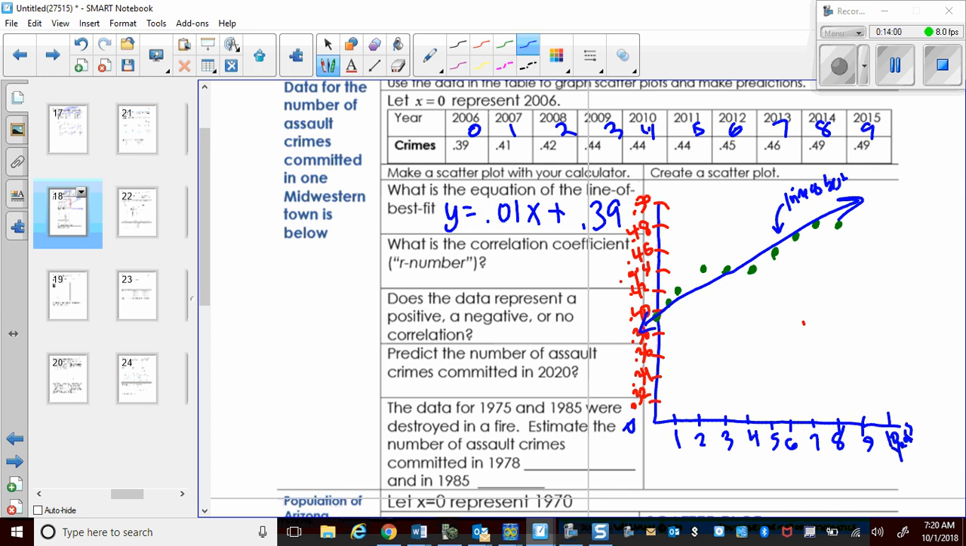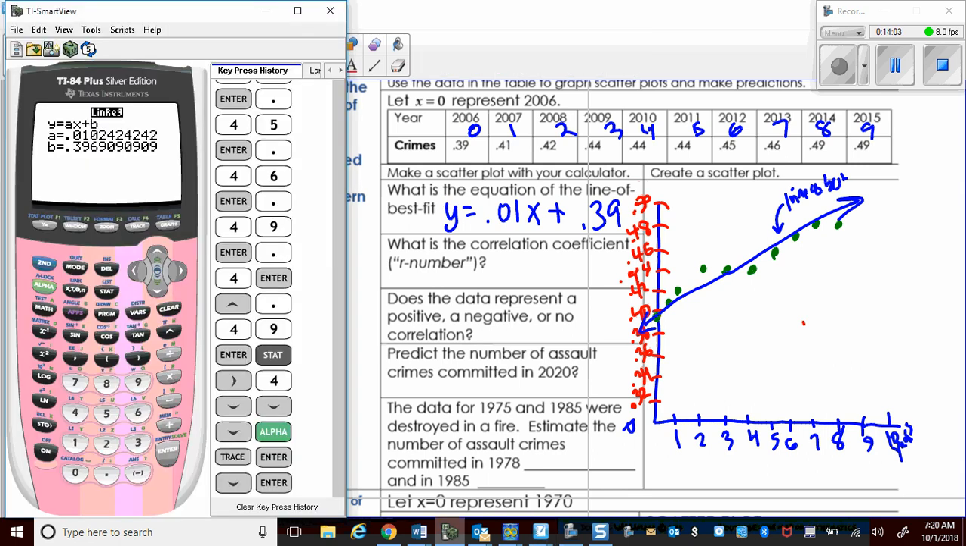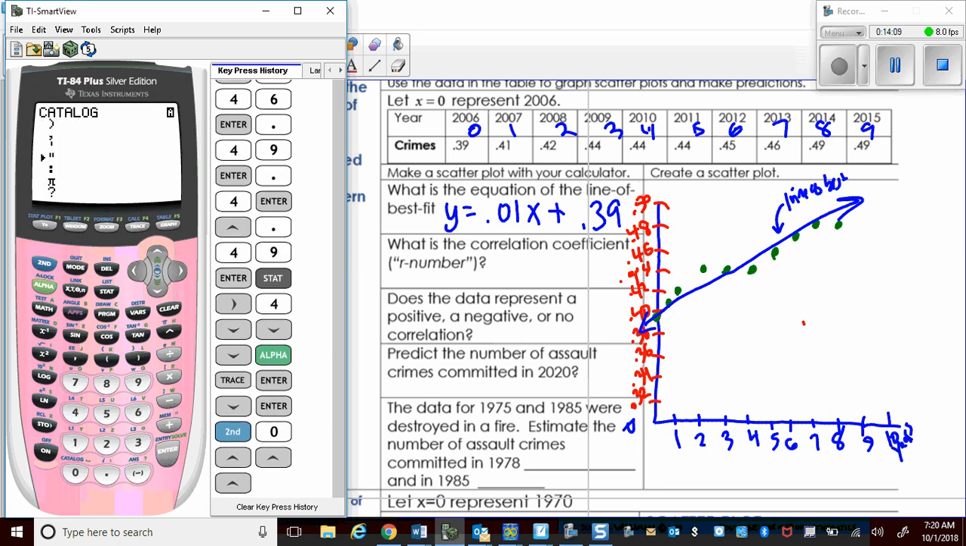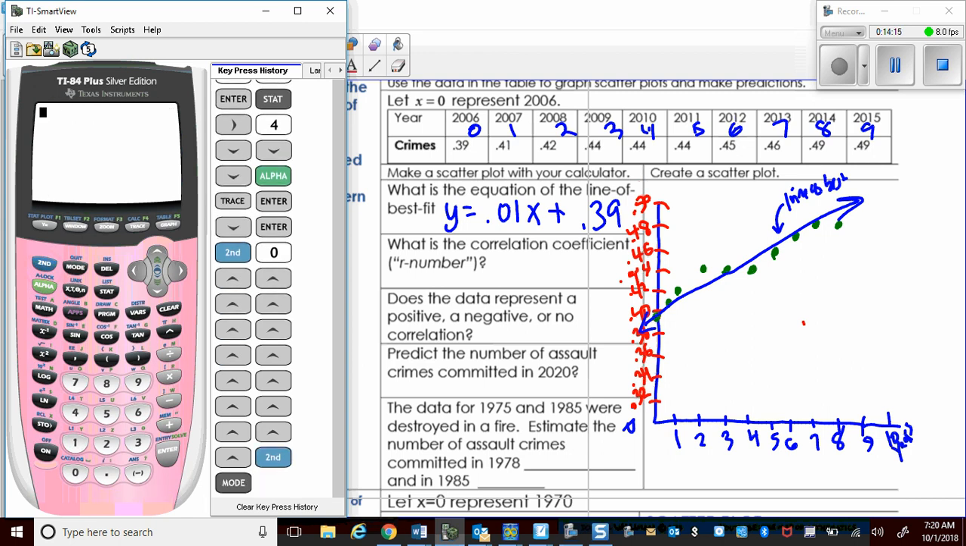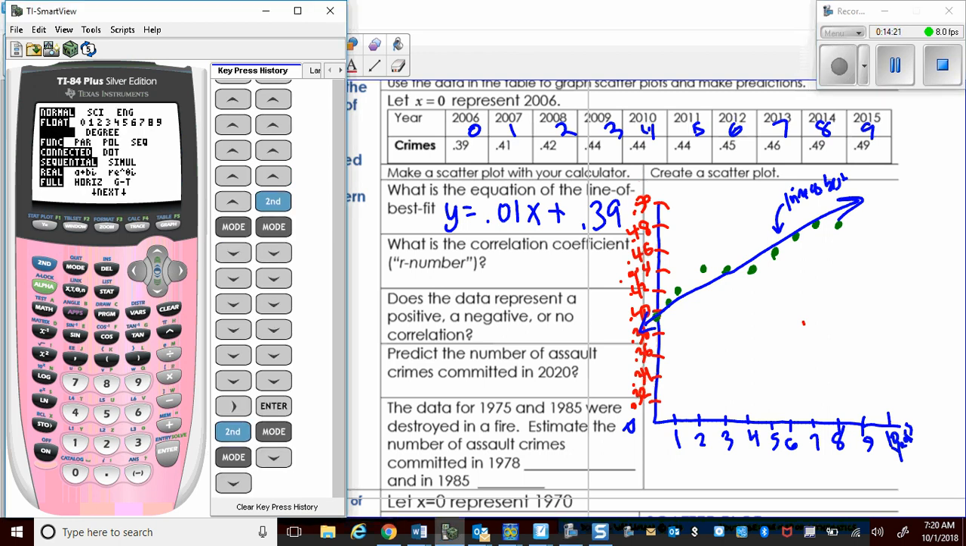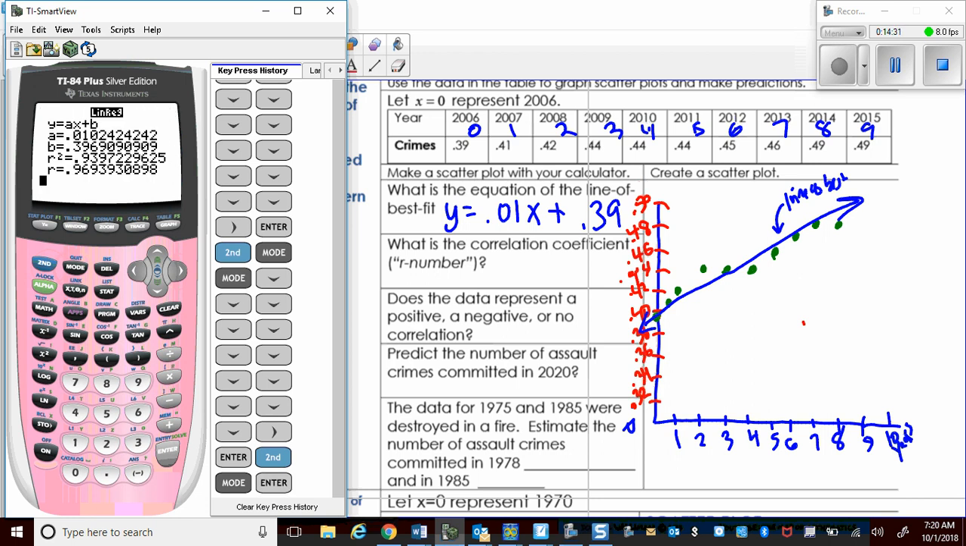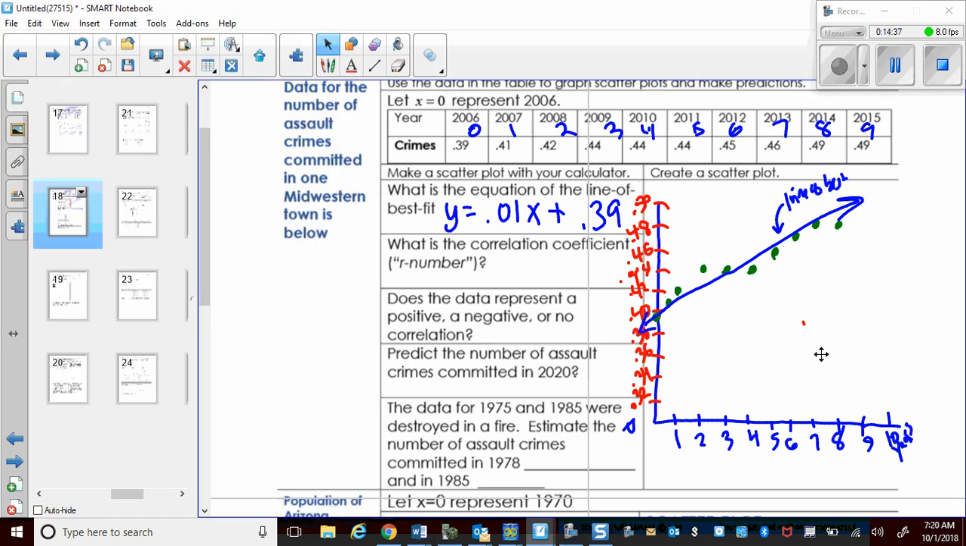Okay, now the correlation coefficient, we can get that if we go back and press second mode. So if we go over to mode, go down to stat diagnostics and turn them on, press enter, second mode, and then we'll press enter again, and our R coefficient should show up, and it's 0.969. It's very close to 1. R equals 0.969. It's very close to 1.